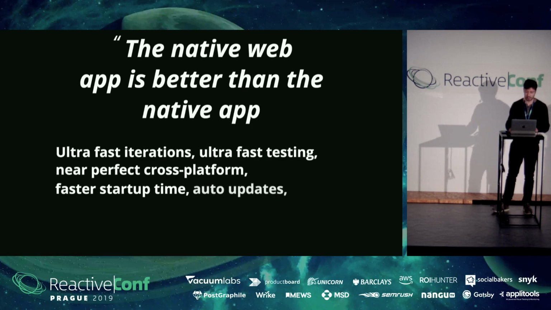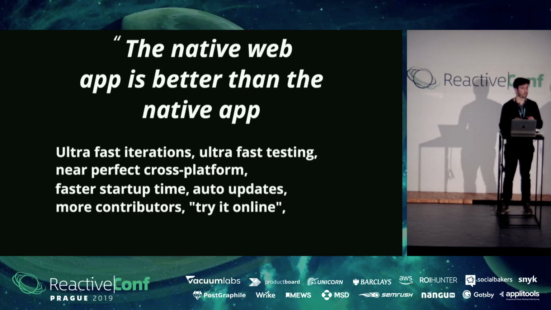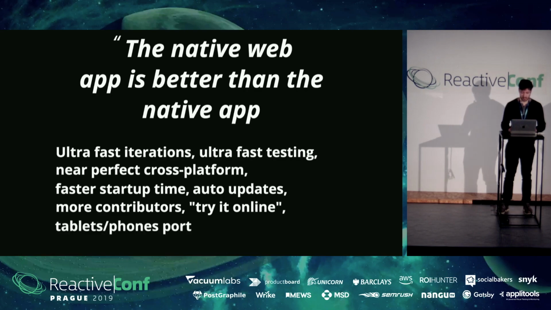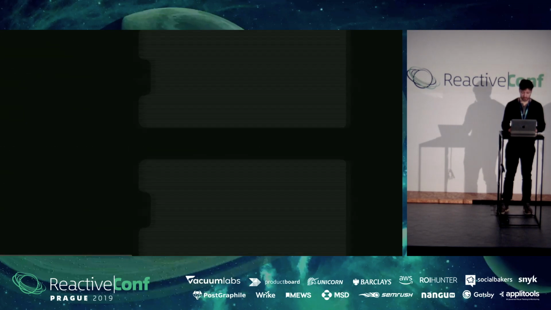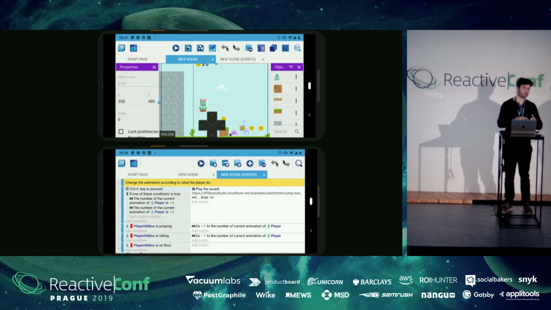I have a faster startup time, auto-updates, more contributors. I can try it online. I think that's something that was not even possible before. You can go online and try the software without even downloading it. I can port it to a phone, and yeah, it's actually working on a phone. It's not made for it, but I'm adapting the interface so that it can run fairly well on a recent phone.